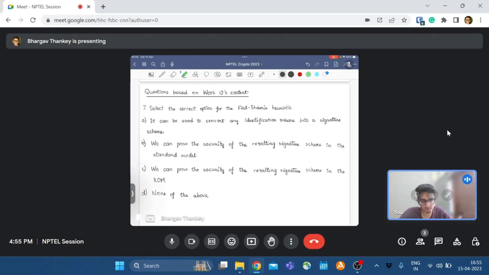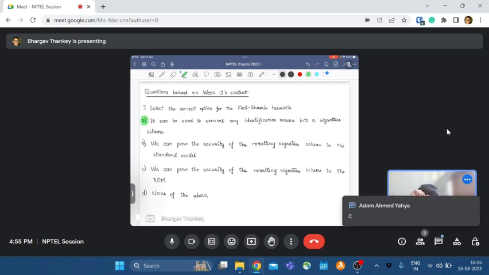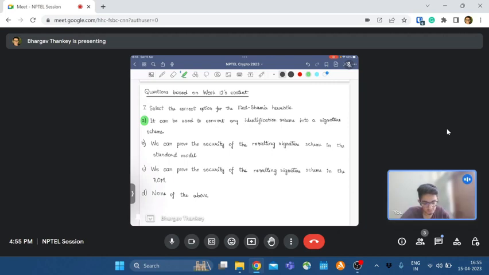Okay, so let's go through the options. Option A is: it can be used to convert any identification scheme into a signature scheme. Well, this is true. Option B is: we can prove the security of the resulting signature scheme in the standard model.